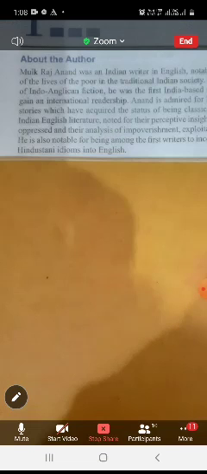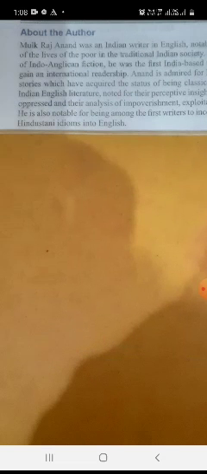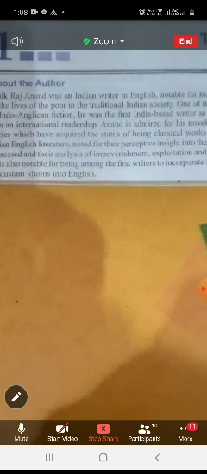As you can see, this is the picture of Mulk Raj Anand. As you can see, it is on your screen, and here something has been written about it. We have information about Mulk Raj Anand that he was an Indian writer in English, notable for his depiction of the lives of the poor in the traditional Indian society.